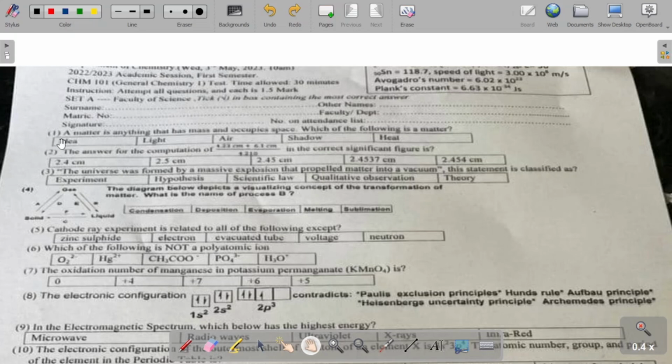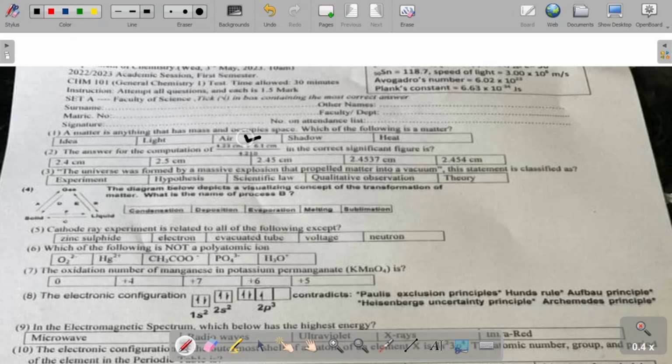Question 1 says a matter is anything that has mass and occupies space. Which of the following is a matter? The first thing there is idea. Next up you have light. Next up you have air. Next up you have shadow, and then you have heat. Between idea, light, air, shadow, and heat, which of these is a matter? The answer there is air.